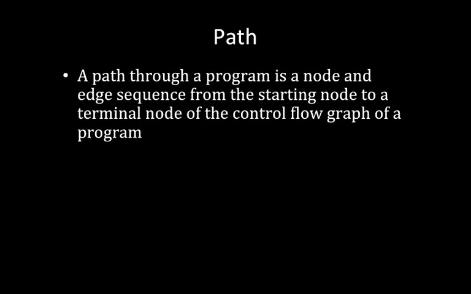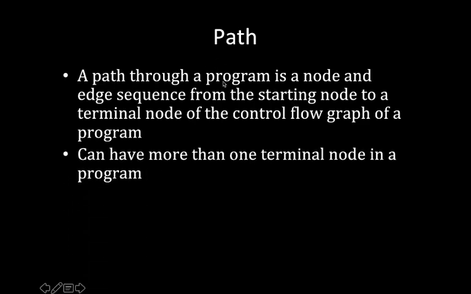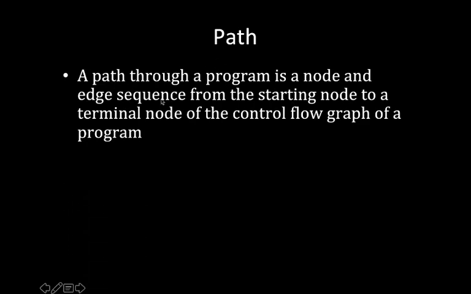Okay, we will see a path through a program. What do you mean by a path? A path through a program is a node and edge sequence from the starting node to a terminal node of the control flow graph of a program.